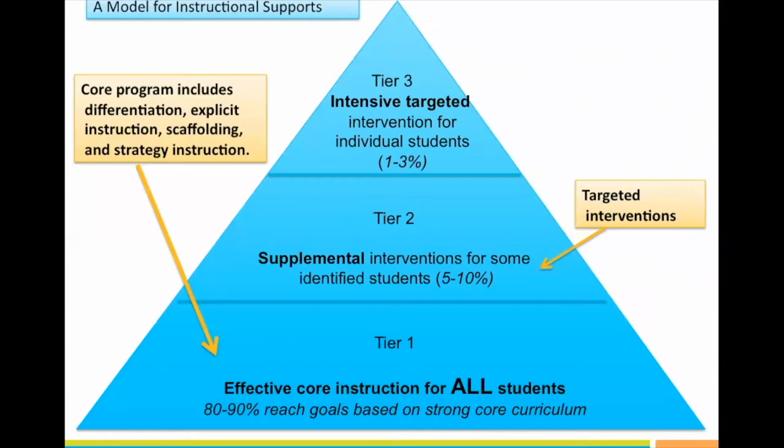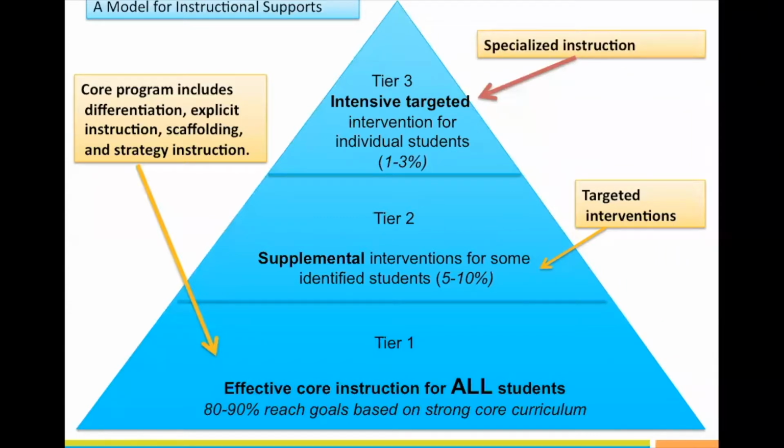In Tier 2, 5 to 10% of students should reach goals based on grade level standards with additional targeted instructional interventions. These interventions are supplemental, meaning they are in addition to Tier 1 instruction. In Tier 3, 1 to 5% of all your students will need intense specialized instruction to reach goals.